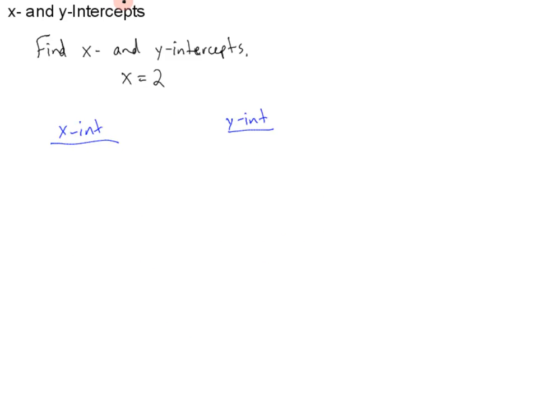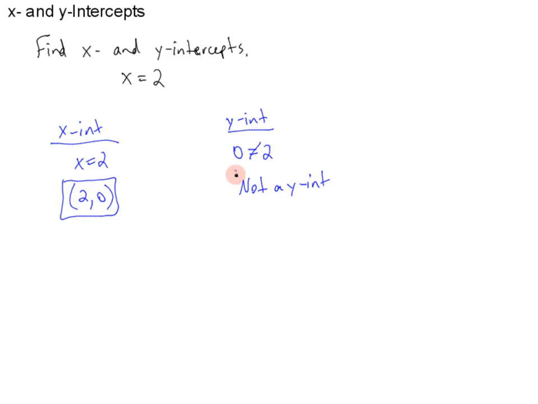Here's an interesting example. x equals 2, well, there is no y, so for the x-intercept, when we try to set y equal to 0, we can't. So we just say x equals 2. So for the x-intercept, x is 2, and y has to be 0. There's your x-intercept. For your y-intercept, if you set x equal to 0, you get 0 equals 2, which is not true, so there is not a y-intercept.